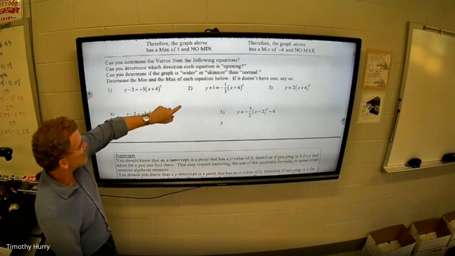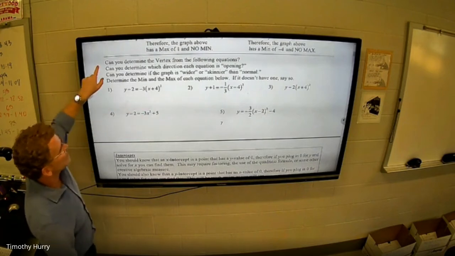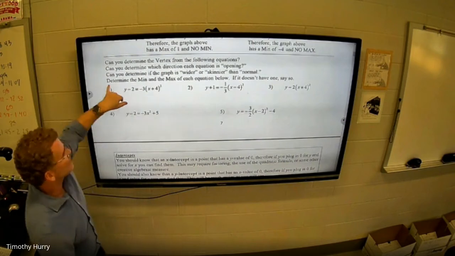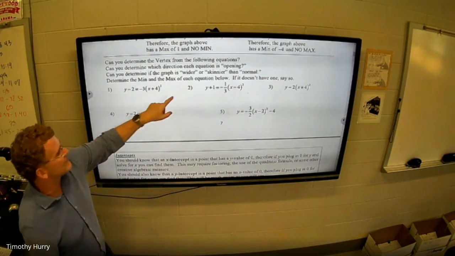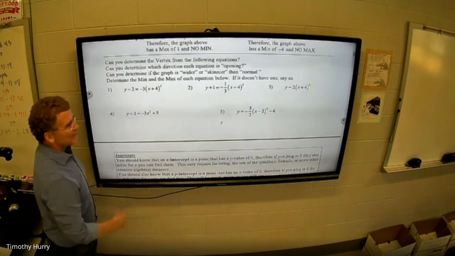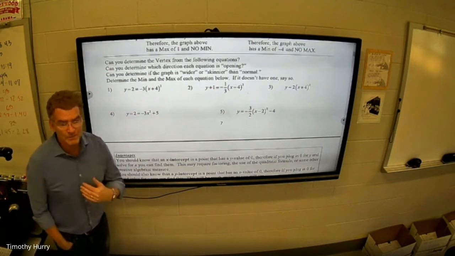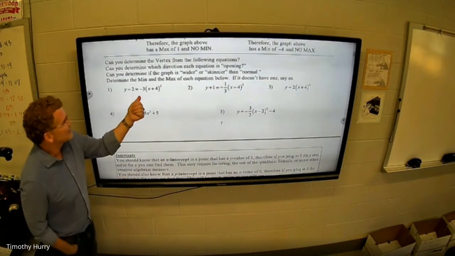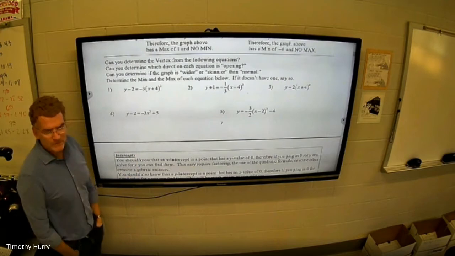From these 5 equations right here, can you tell me what the vertex is? Can you tell me which way it's opening? Can you tell me, is it wider or skinnier? And can you give me the max or the min? So real quickly, just to make sure you're okay, I have put these graphs either into parabolic form or something really close. So let's see if you can tell me. What would be the vertex of this first one?